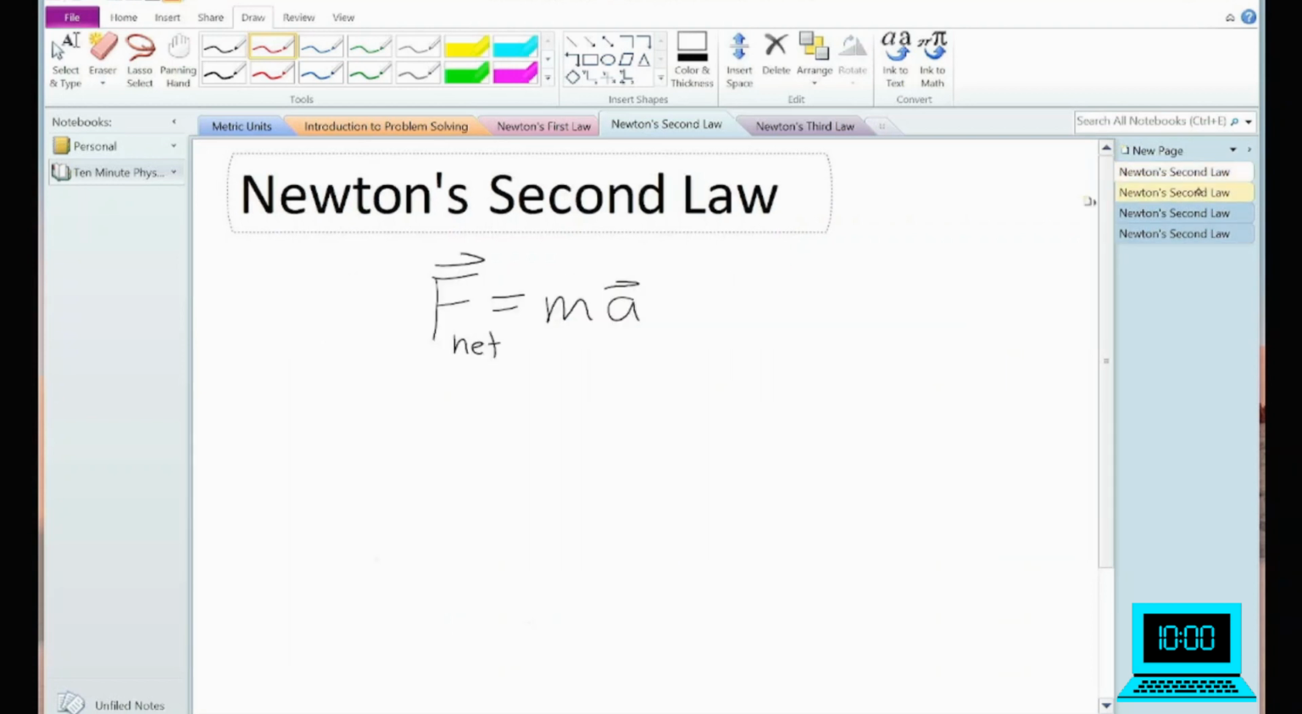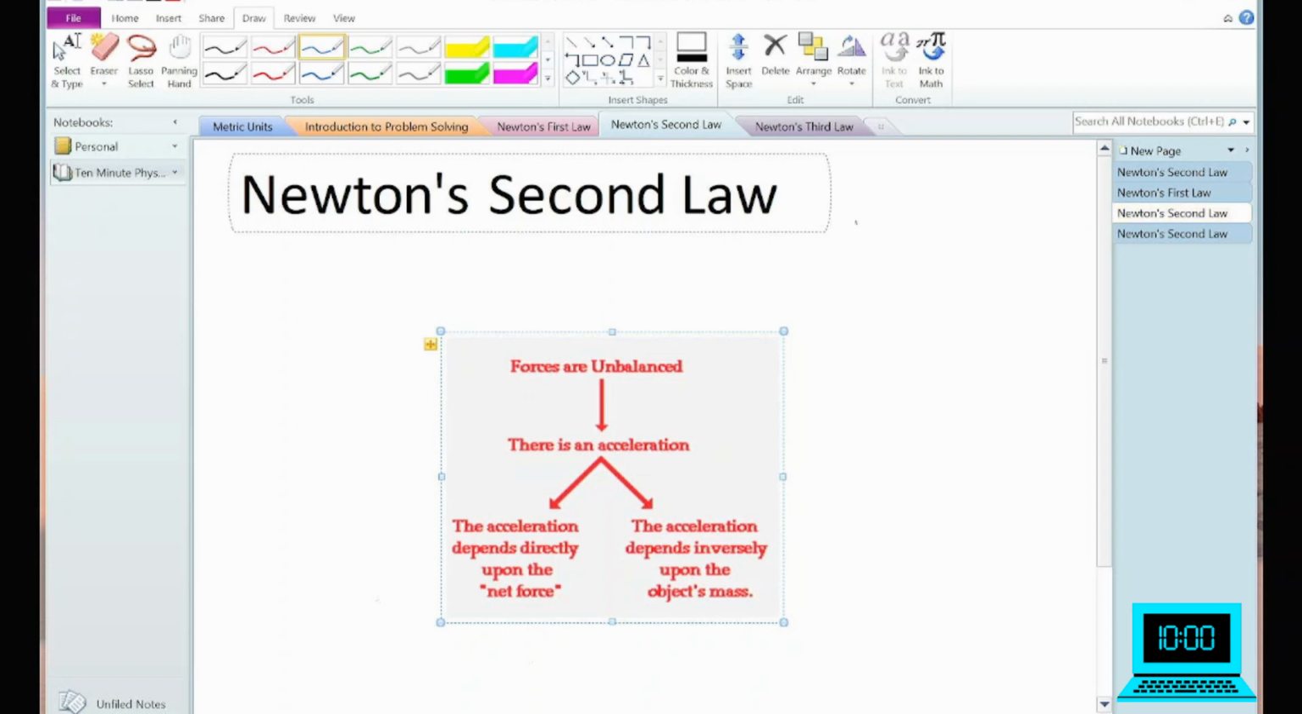Now, we can do a couple of other things. With the second law, we are saying F net is not 0. The first law, the law of inertia, said, well, what happens when the net force is equal to 0? Here we're saying the net force is not equal to 0. What happens then? Well, then there's an acceleration.